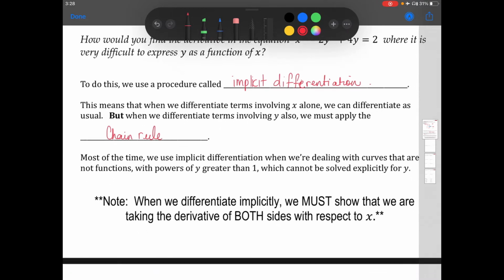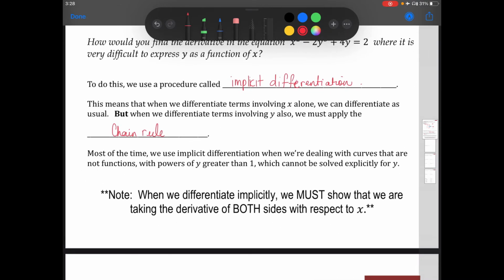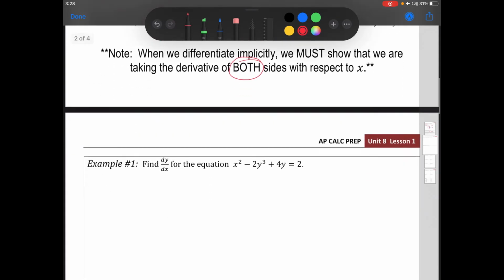Most of the time, we use implicit differentiation when we're dealing with curves that are not functions, with powers of y greater than 1, which cannot be solved explicitly for y. Note, when we differentiate implicitly, we must show that we are taking the derivative of both sides, please make sure, with respect to x. What does that mean? Let's do a question.